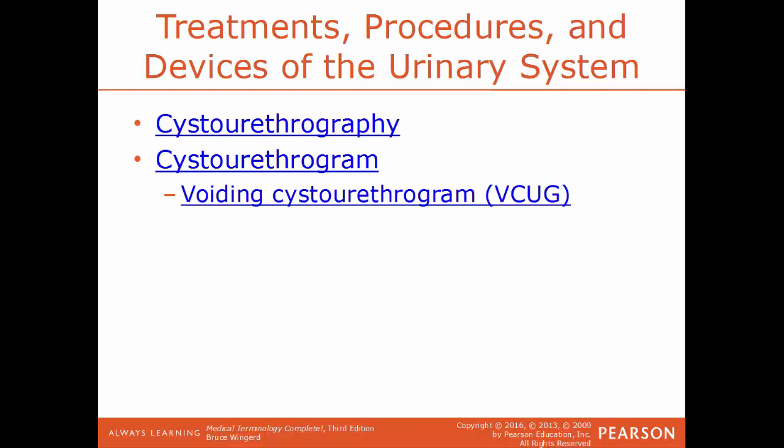And the result that would produce would be a cystourethrogram. Another type of cystourethrogram is called a VCUG, voiding cystourethrogram. This is the visualizing of the bladder and urethra while the person is voiding, while the person is urinating.